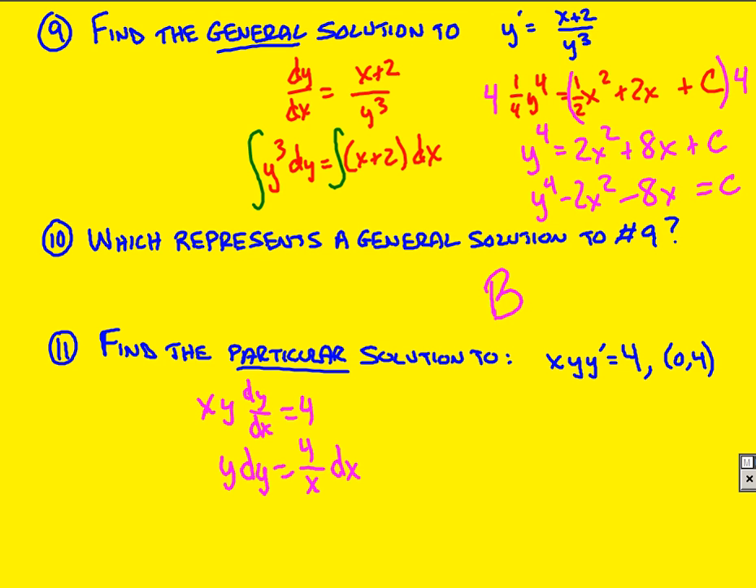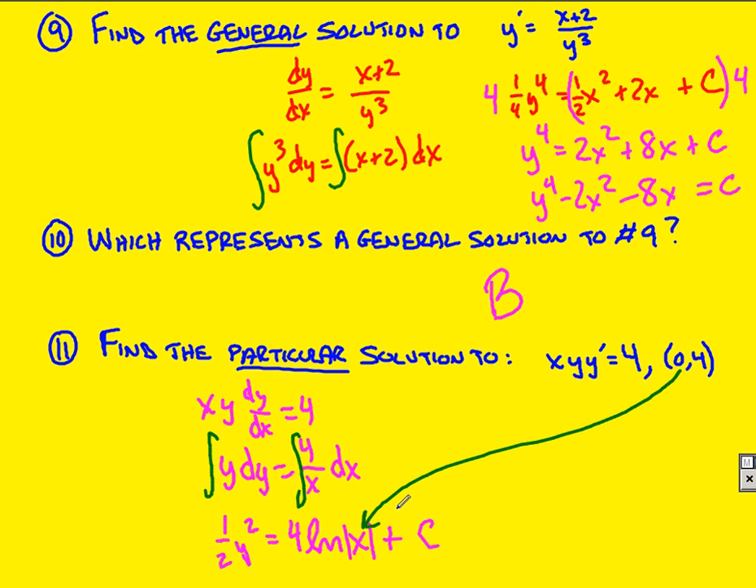I will go and take the integral again of both sides. When I do that, I should get 1/2 y squared will equal 4 times natural log of x plus c. From there, they want you to find a particular solution. So all that really means is take these numbers and plug them in: 0 for x and 4 for y.